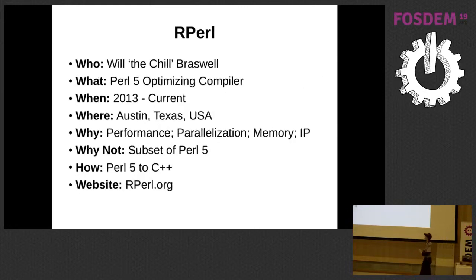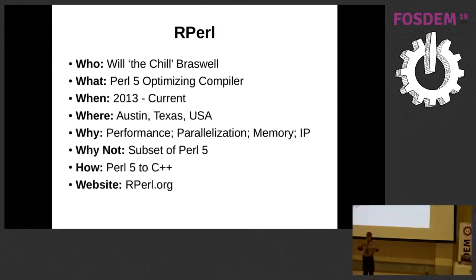RPerl, this is me. It's an optimizing compiler for Perl 5 right now. Like I said, I'll be adding Perl 6 at some point. It's all about performance. That's the only thing that matters. RPerl is faster than anybody else's code in here or at FOSDEM, and I will challenge anyone that wants to implement their algorithm. I'll write the same thing in RPerl, and I'll beat you.